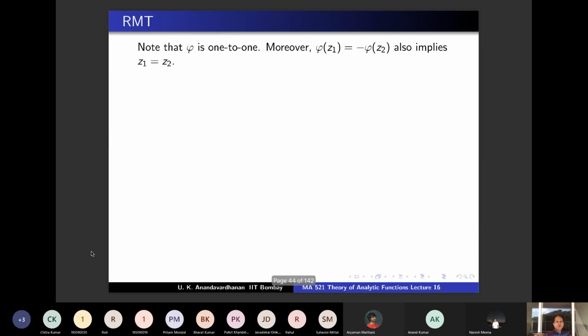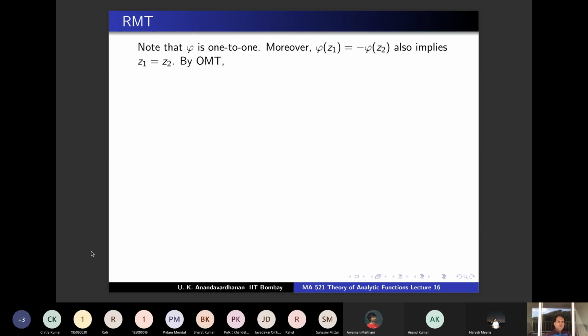Same argument also shows that if phi z1 is minus phi z2, then also z1 is z2, because you are squaring, so the minus sign will go. Right? If phi z1 is either phi z2 or minus phi z2, then the square is z1 minus w naught on the left, and on the right hand side the square is z2 minus w naught. Therefore, z1 equals z2.